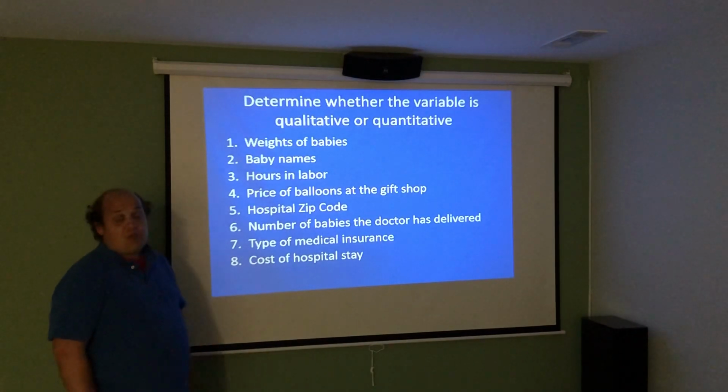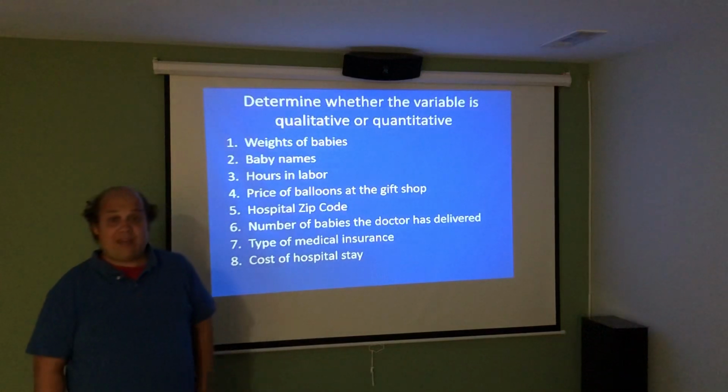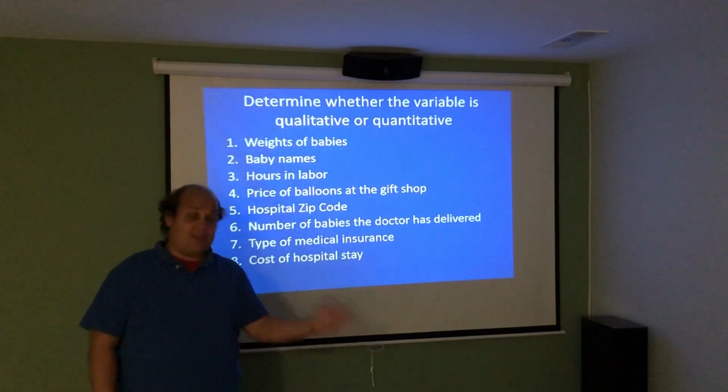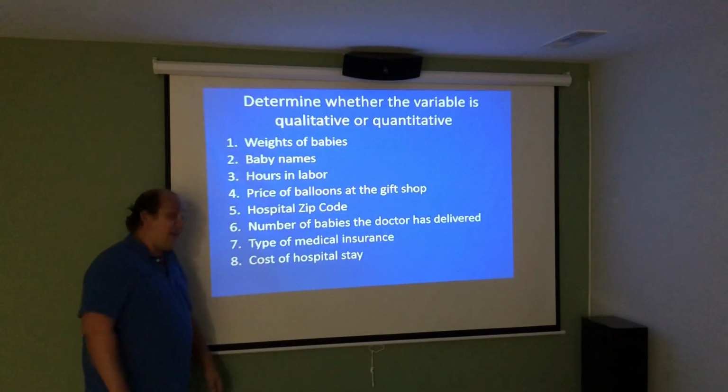Hospital zip code is the trick on this page. Hospital zip codes are numbers. You want it to be a quantitative variable because it's really easy to think in your head, if it has numbers, it's quantitative. If it doesn't have numbers, it's qualitative. But tricks like this are the reason that we can't do that.